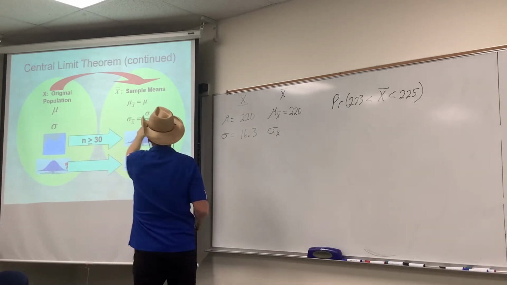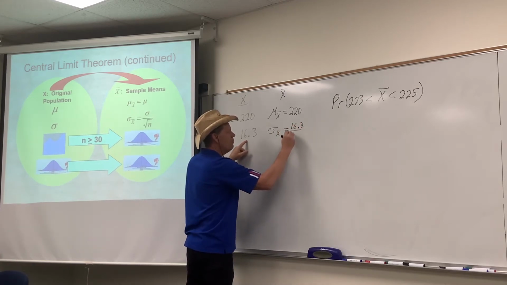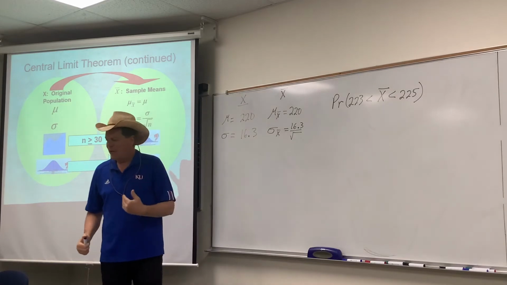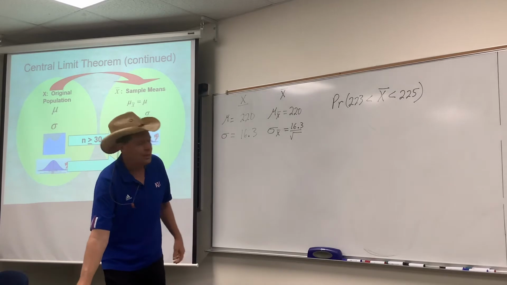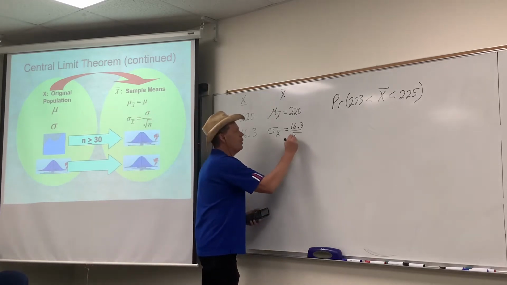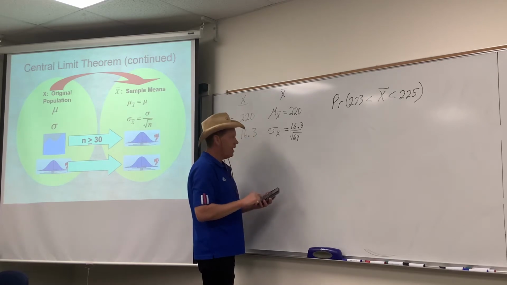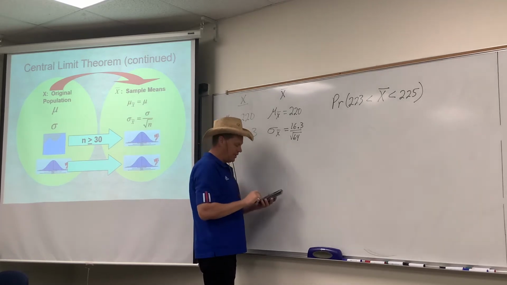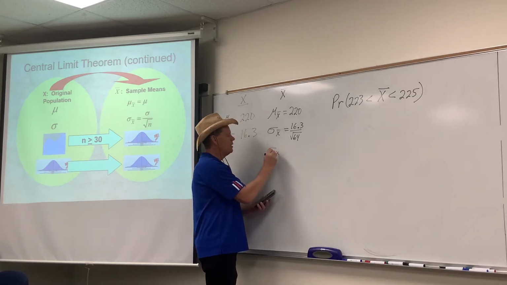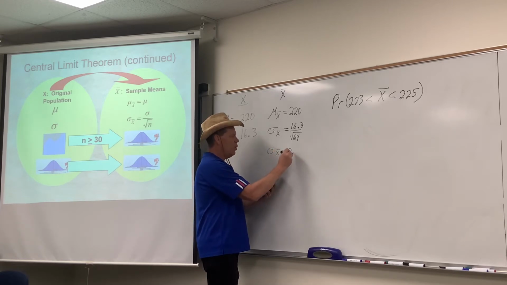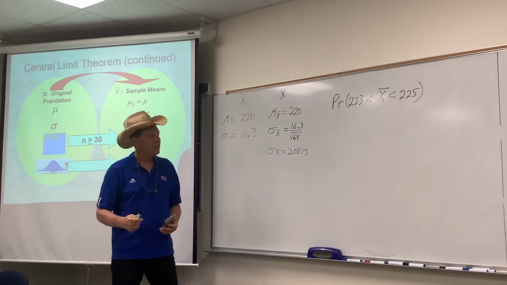And you always get it by taking the standard deviation of the original population and dividing it by the square root of n. And I want to remind you, n is always the size of your sample. If you go back and read the question, it said that they sampled 64 adults, all right? So we're basically taking 16.3 divided by, and the square root of 64 is 8. So that would be 2.0375. That's our new standard deviation that we're going to use throughout the rest of the question.